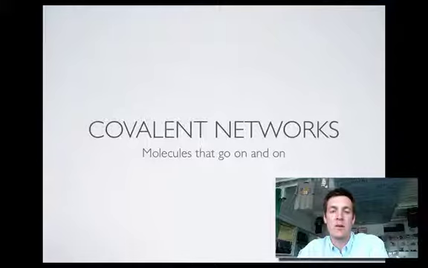With covalent networks, these molecules just go on and on and on, so how big the molecule is or how many atoms it's got in it really depends on how much of the substance you've got. So we call these kind of substances covalent networks, and they've got different properties to covalent molecular substances, and it's important to understand why these differences arise.